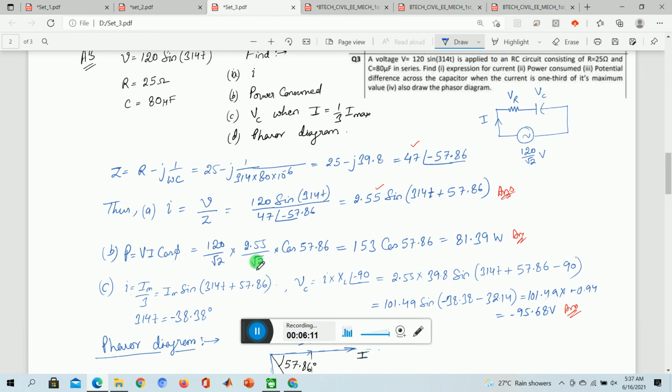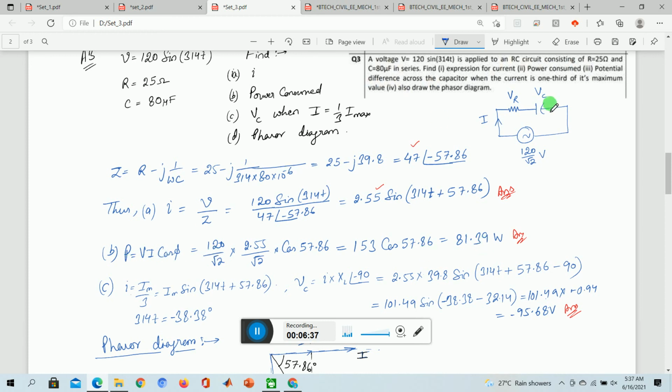So V is being converted from its peak value into RMS value. Current from the peak value to the RMS value. Angle between V and I is obviously 57.86. So VI cos phi will come out to be 81.39 watt. So that is the power consumed.